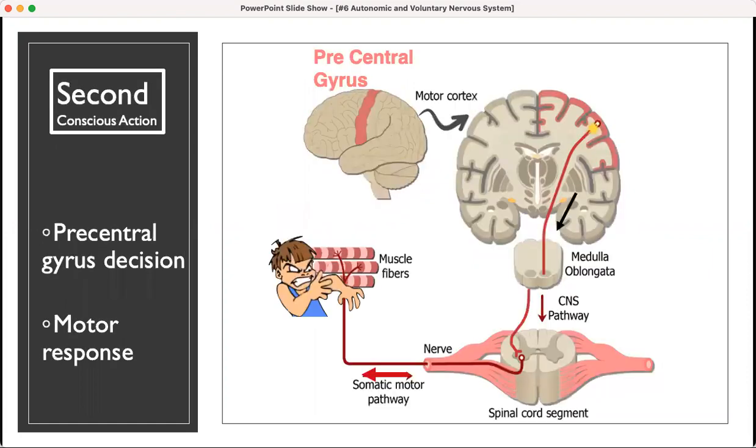The second thing that happens is that you make a conscious decision what to do about it. So you're feeling it in your post-central gyrus, and then you give orders that go to your pre-central gyrus to activate motor activity and a motor response.